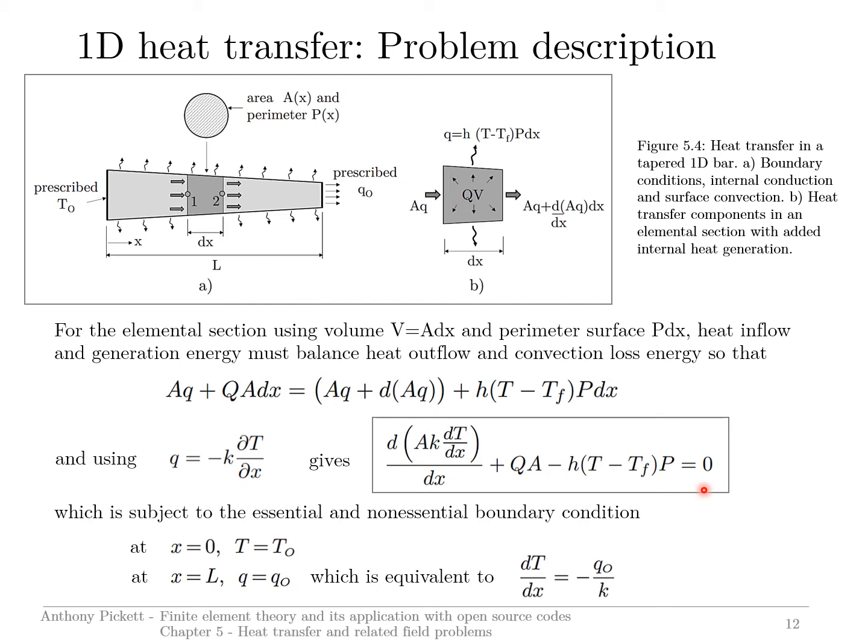This equation then has to satisfy essential boundary conditions, which would be the temperature at the left-hand end, imposed temperature, and it also has to satisfy the prescribed flux flow at the right-hand end, which is expressed in a slightly different form. Using this, we can express that equal to this particular relationship here.